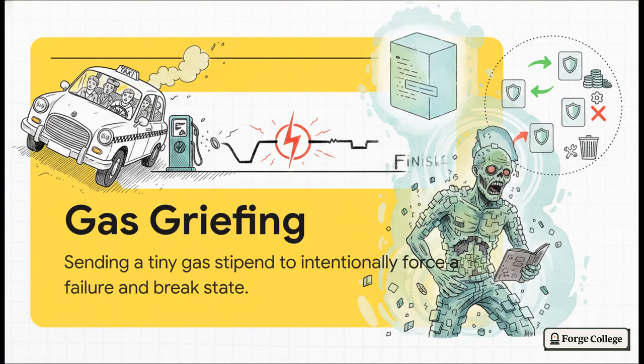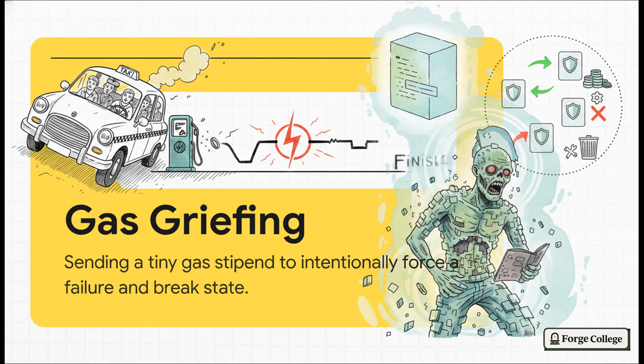This is where an attacker sends a tiny, insufficient gas stipend to intentionally force a failure. Imagine taking a taxi, handing the driver exactly enough money to get 90% of the way there, and just hoping they crash the car when the meter runs out. That's kind of what's happening here. The attacker wants to see if failing halfway leaves your contract in some weird zombie state. We test for this to ensure the contract gracefully reverts rather than corrupting our ledger.